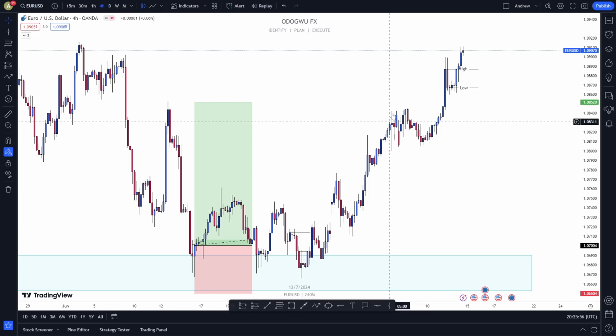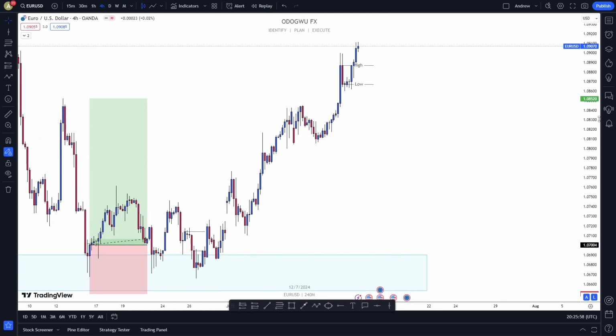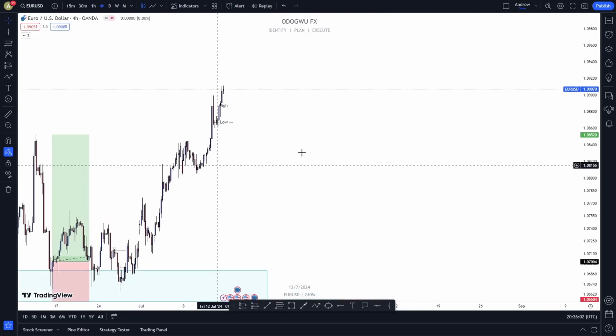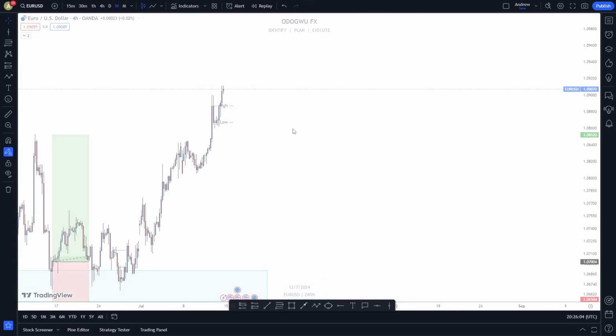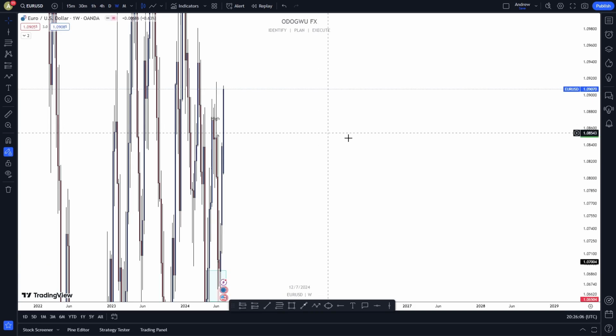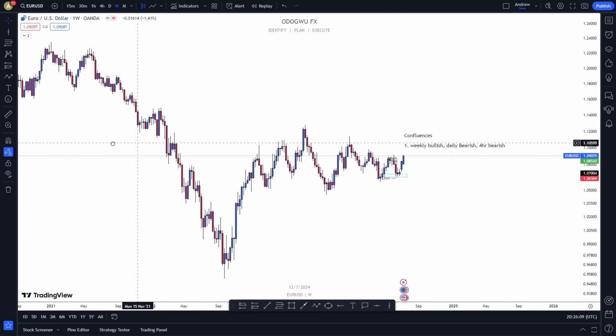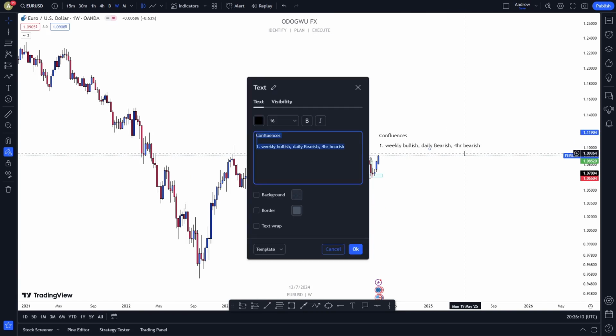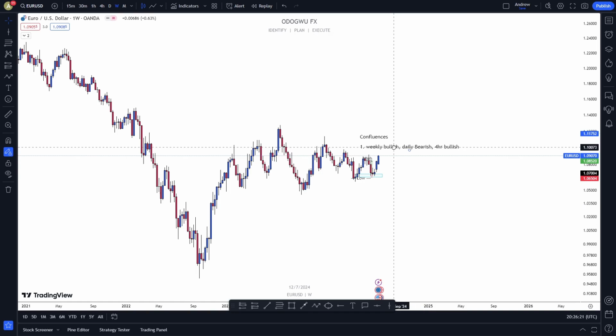So at this point in time, you can now go to your confluence, that your trend identification for the 4 hour has switched from bearish to now bullish. So over here now, you now have two time frames in sync.